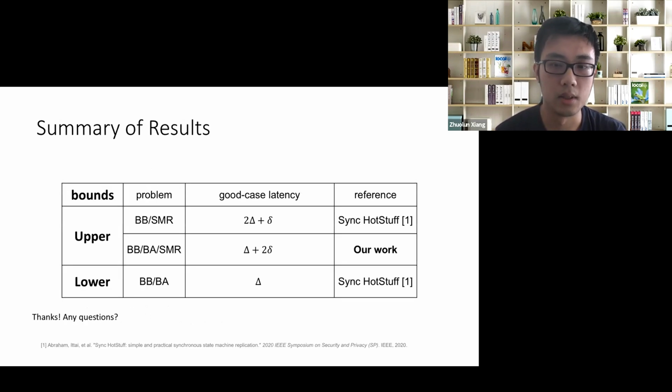So this table summarizes previous results and our contributions. The good case latency was previously studied in Sync HotStuff, where they propose an SMR protocol with good case latency 2 big delta plus 1 small delta. They also have a lower bound of 1 big delta for BB and BA. So our paper further reduces the good case latency to 1 big delta plus 2 small delta for BB, BA, and SMR. So our protocols are near optimal if the small delta is equal to 0, which means the network is fast under the good case. So thanks for your attention, and I'm happy to take questions.